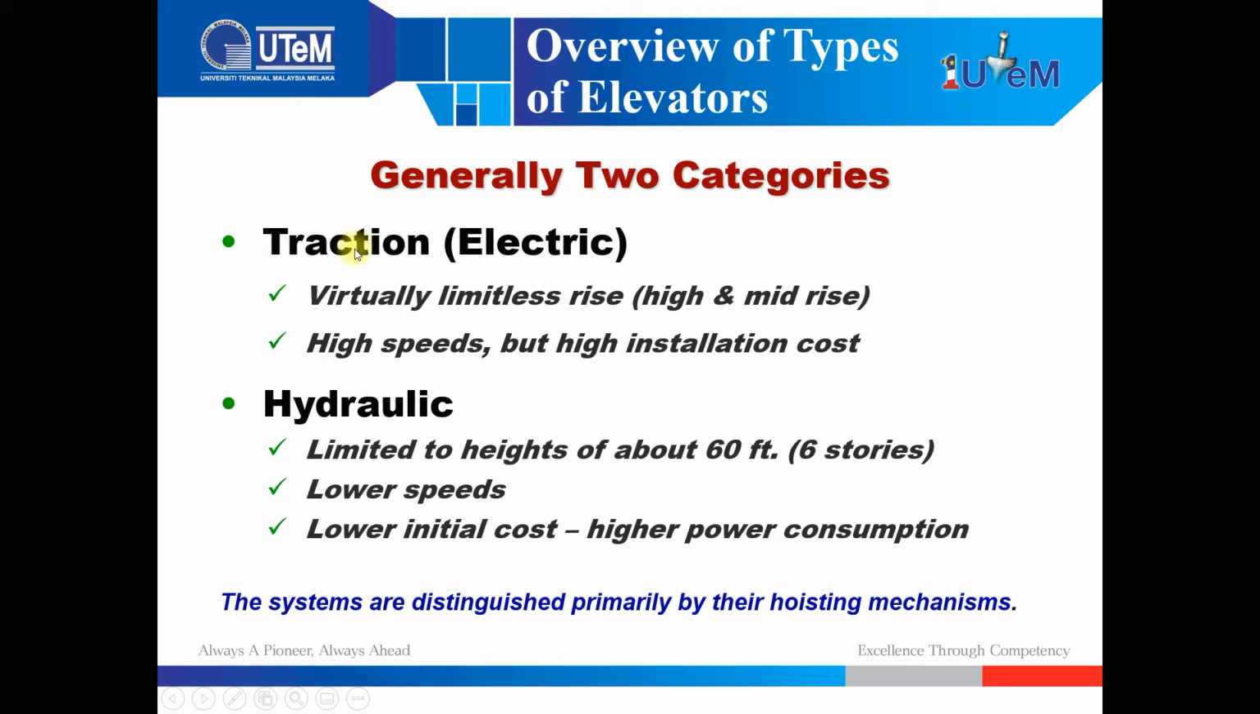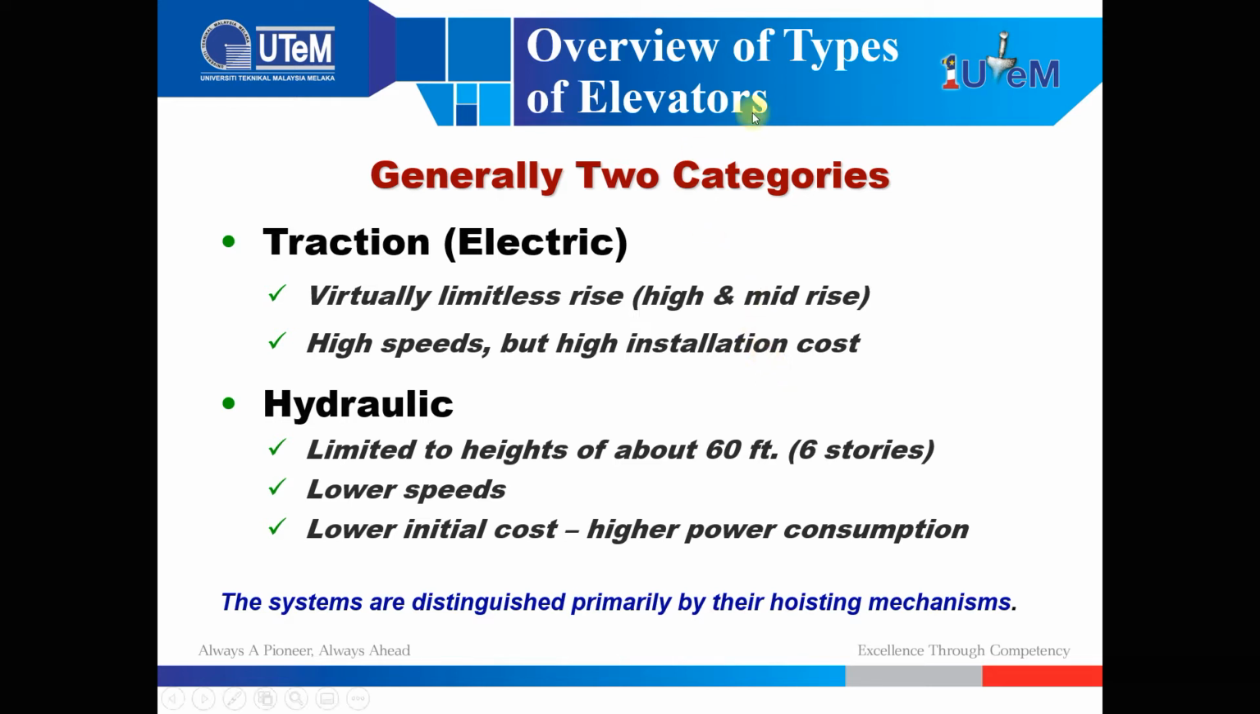For the traction types, virtually limitless rise, high and medium rise, high speed but high installation cost. So installation cost tinggi untuk traction type. Tapi untuk hydraulic, dia limited to height of about 6 stories. So untuk traction dia boleh lebih daripada 6 stories, tapi untuk hydraulic just limit up to 6 stories. And then lower speed compared to traction.